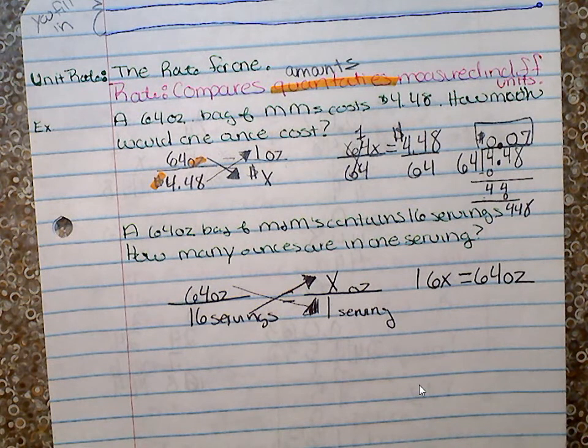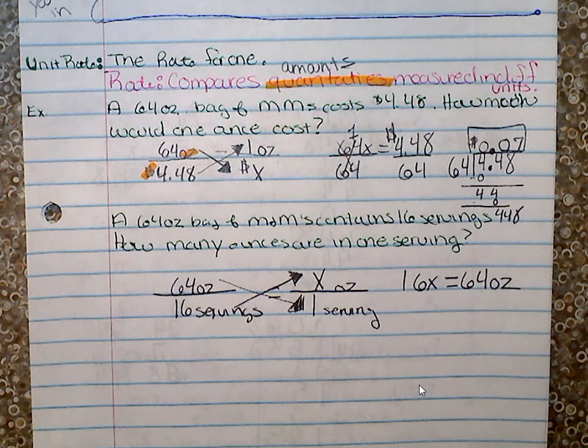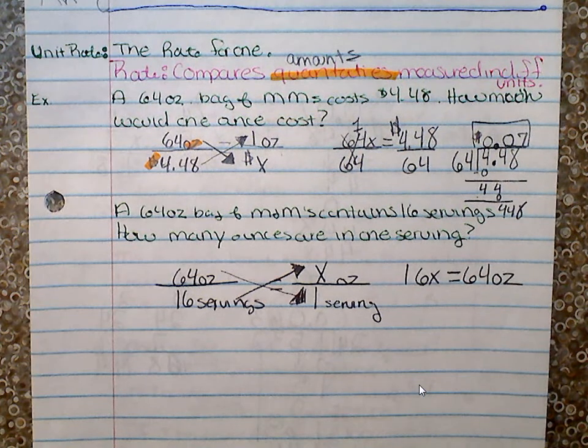And we know that unit means 1. And we also talked about how a rate compares quantities measured in different units. And remember that quantities is amounts. You're probably thinking, huh? So let me give you an example of what a rate is.